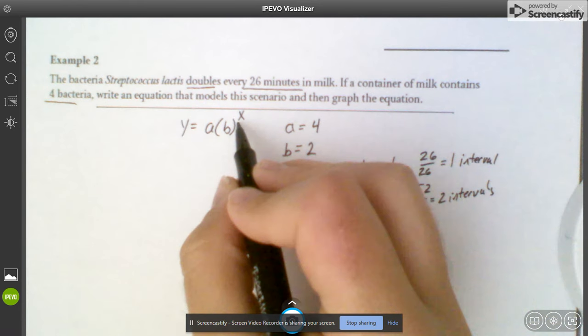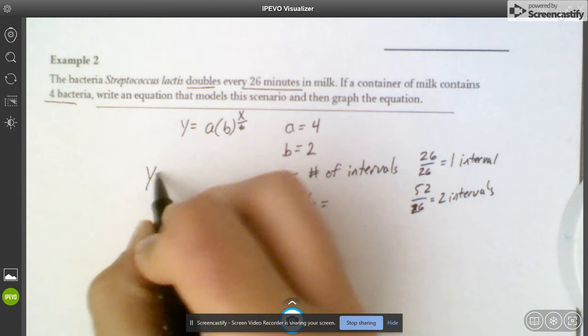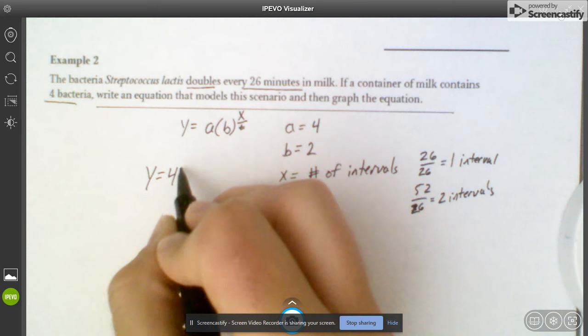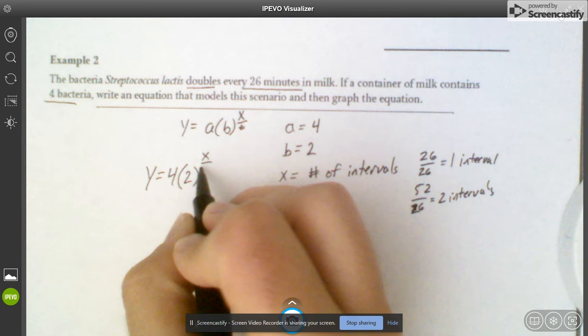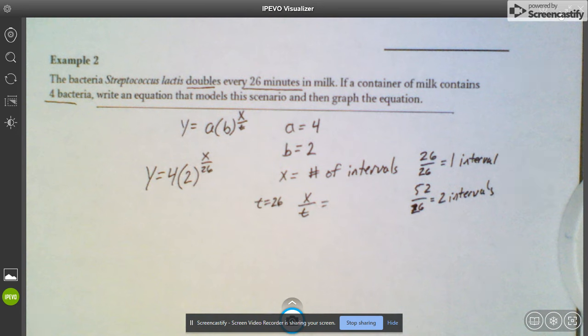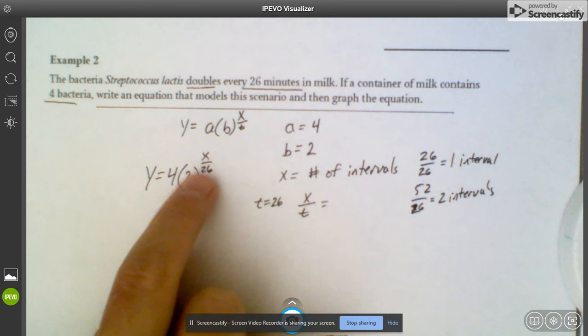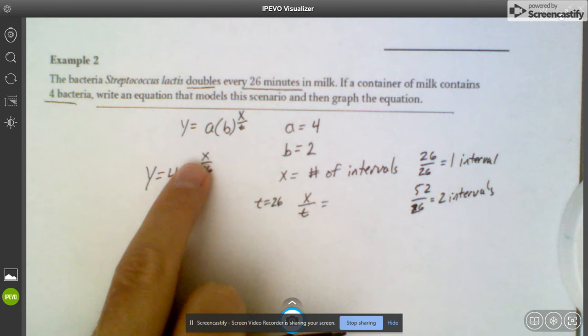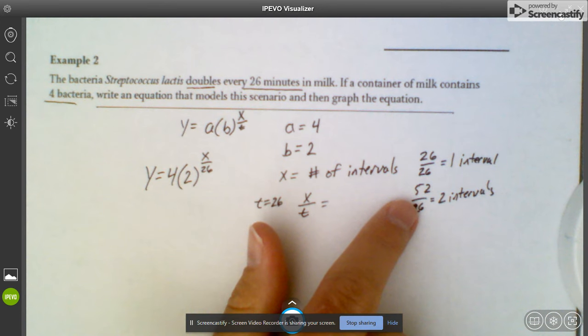All right, so we're actually going to change this to x over t for our exponent, and so our equation turns into this: y equals 4 times 2 raised to the x over 26. Now, we do that specifically because we're graphing. In the previous lessons, in Module 2, we didn't do this. We just understood that if something's happening every 26 minutes and it happens for a period of 52 minutes, then we need to just convert our exponent to a 2.